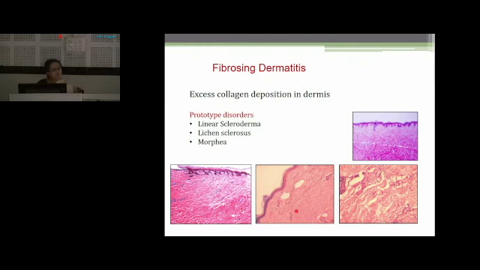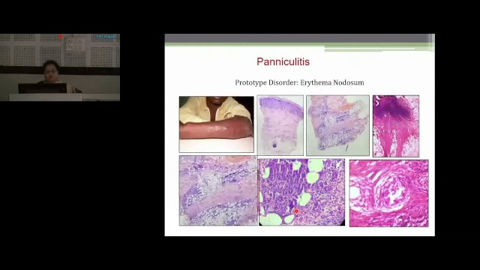The last pattern is panniculitis, which shows involvement or inflammation of subcutaneous fat. It can be further divided into septal or lobular. There is a separate algorithm for classification of panniculitis. So it can be with or without necrosis, with or without granulomas, with or without vasculitis, and very commonly seen conditions are erythema nodosum leprosum and erythema induratum. All these conditions are prototype conditions showing panniculitis.